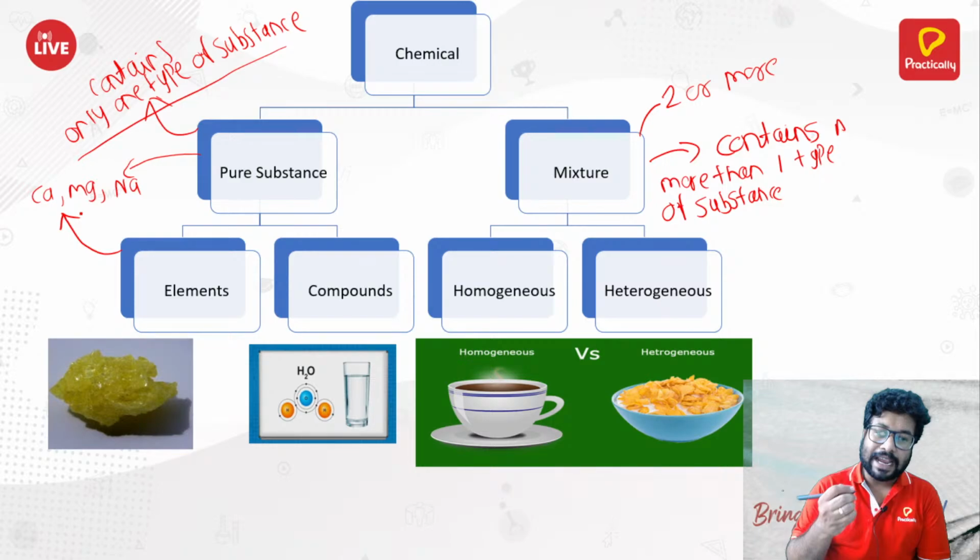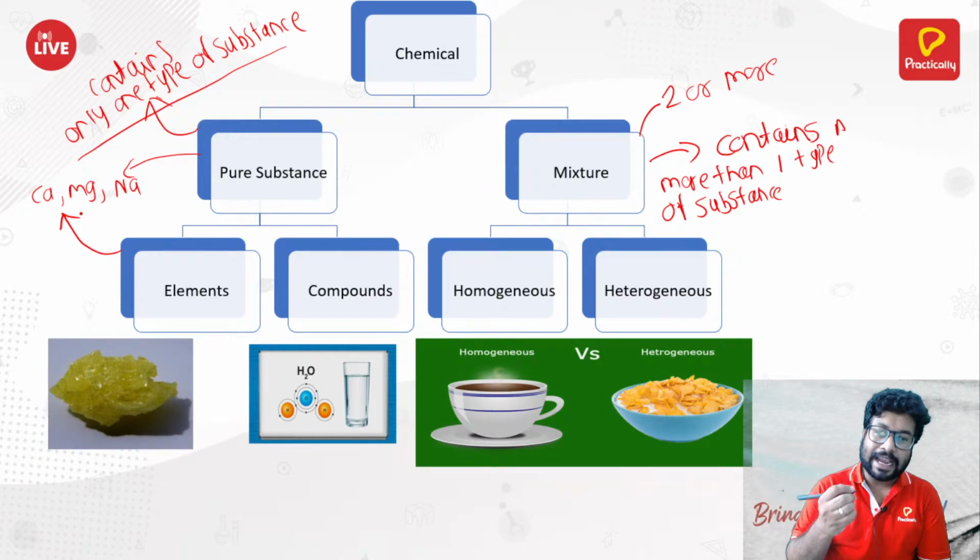Elements contain only a single substance, and it cannot be broken down into a simpler substance by any physical or any chemical method. मतलब आप कोई भी physical chemical method लो, you cannot break down an element into simpler substances. They are the last simpler substances. For example, calcium, magnesium, sodium. All the metals, non-metals, and all that.